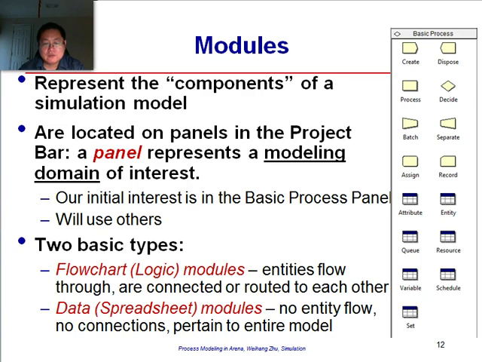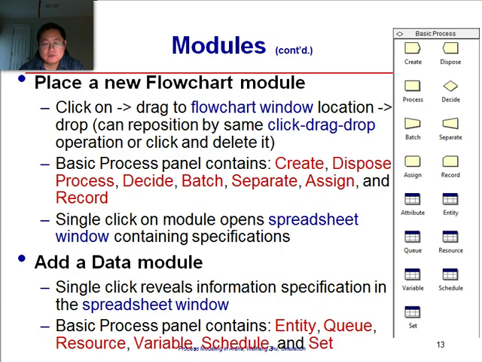There are many available modules. Traditionally, there are two basic types, flowchart modules and data modules. For example, take a look at the basic process panel. Flowchart modules are with yellow background, while data modules are with blue grid background. Let's continue to use basic process panel for our explanation. You can drag and drop flowchart modules into flowchart view. For data modules, if you single-click it with left mouse button, relevant information specification will show up in the spreadsheet view.